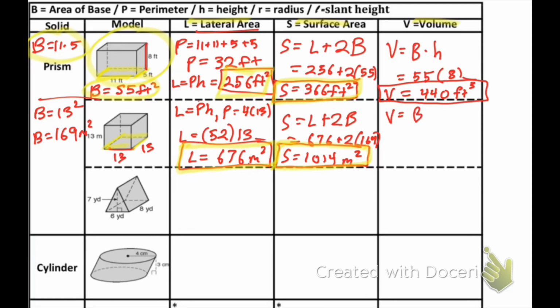Volume is equal to the area of the base times the height. Volume is equal to 169, which is the area of my base. I start with that. The height is 13. The volume is equal to, that gives me what? 2197 meters cubed.